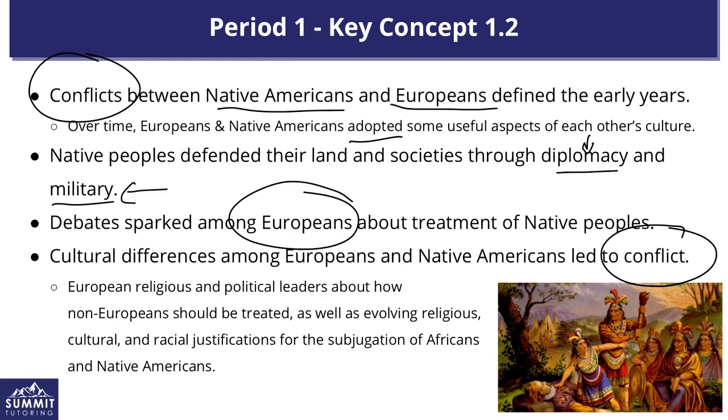Okay. So European religious and political leaders looked at how non-Europeans should be treated and the religious, cultural, and racial justifications of the treatment of Africans and Native Americans. So again, it's the idea that some of these European leaders were starting to consider how they were treating these other people and if it was fair or not.